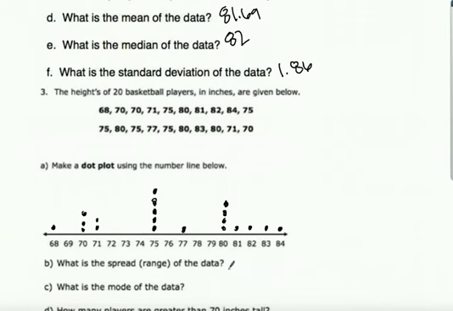B says, what is the spread or the range of the data? So whenever you're doing the range, you're going to do the biggest number, which is 84, minus 68. So when you do 84 minus 68, that is 16.